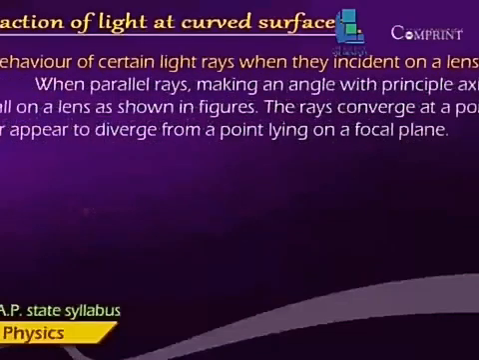When parallel rays making an angle with the principal axis fall on a lens as shown in the figures, the rays converge at a point or appear to diverge from a point lying on a focal plane.